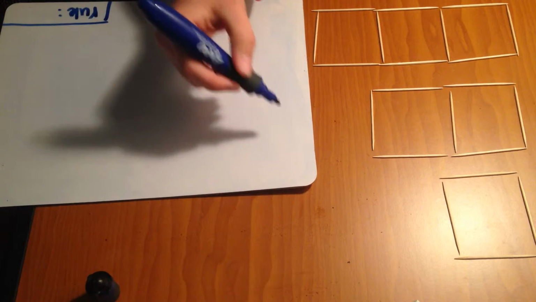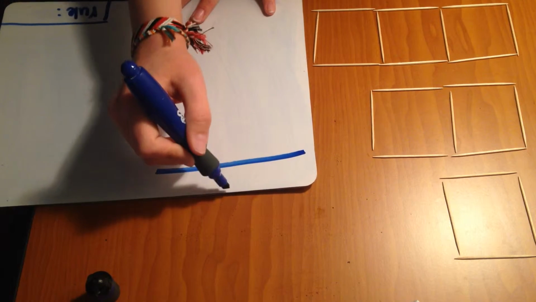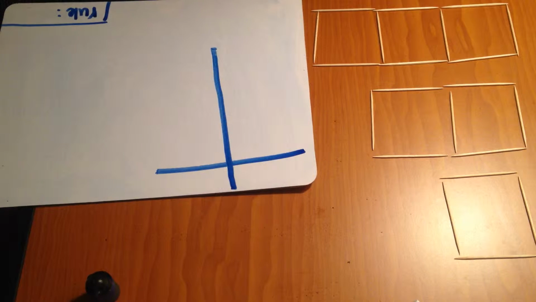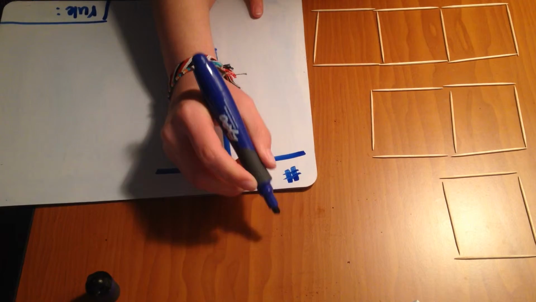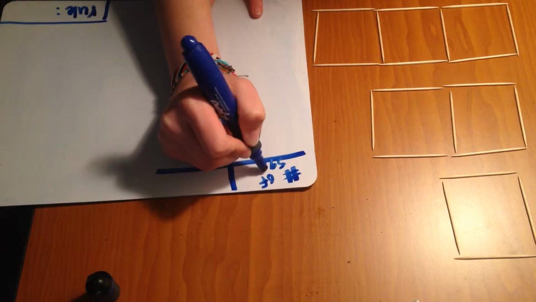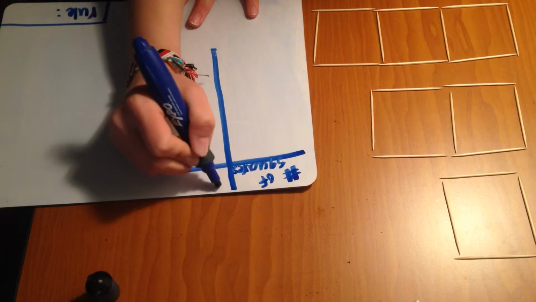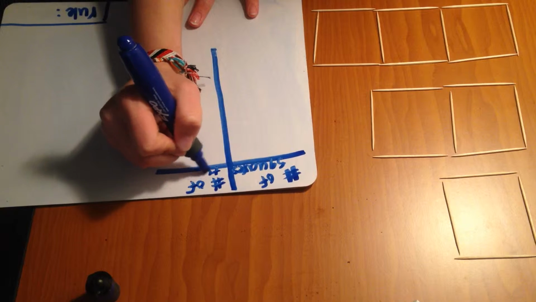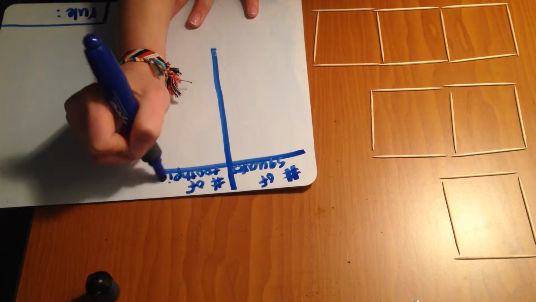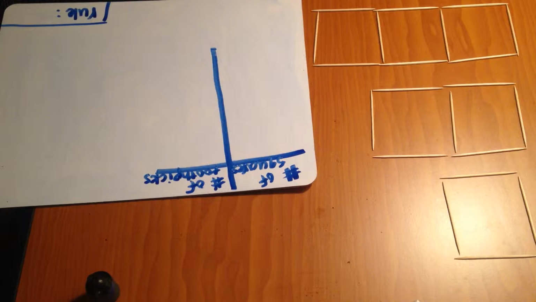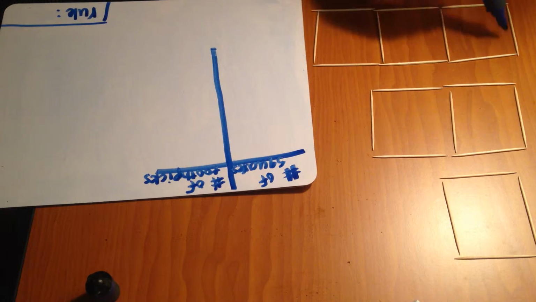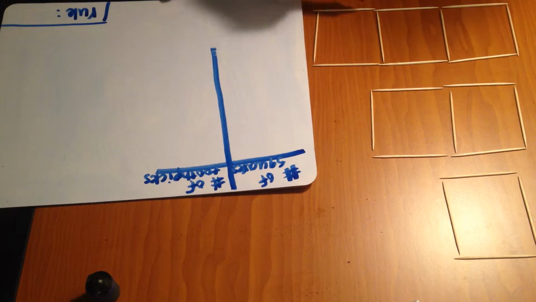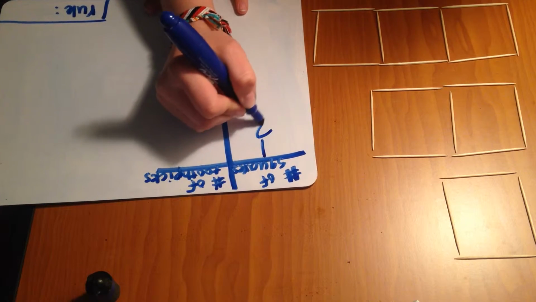So right now, what we need to start doing is creating a table. In our table, we're going to have the number of squares on our left side and the number of toothpicks that create these squares on our right. So what I have is one square, and then 2 squares, and then 3 squares. I'm going to go ahead and write that down in my left column.